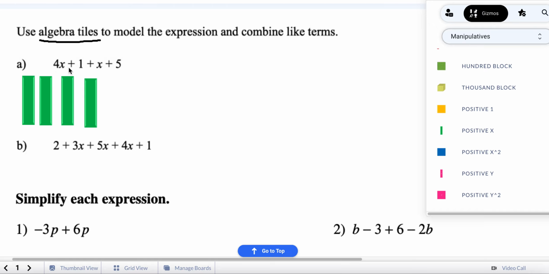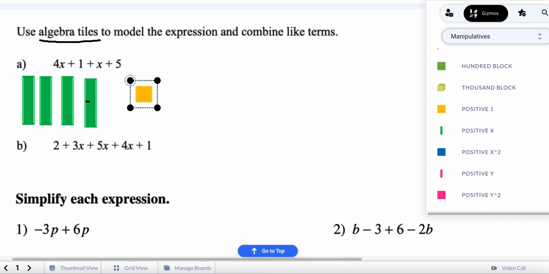It says plus 1. Now, plus 1 doesn't have an x, so this is something different. It's not one of these. This is an x. Plus 1 is just a unit. It's a number. So I'm going to find my positive 1 because it's positive. So this is called a unit. Now, I'm going to make it smaller because it's too big. And if you've ever seen algebra tiles, the units are smaller than the variables. So here is my positive 1. So far I have 4x plus 1.